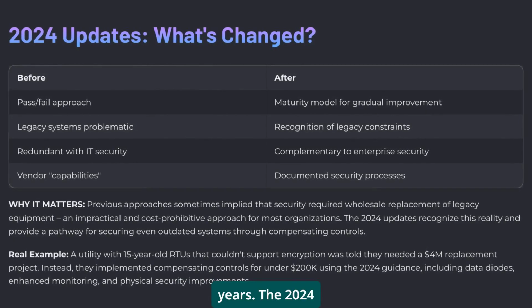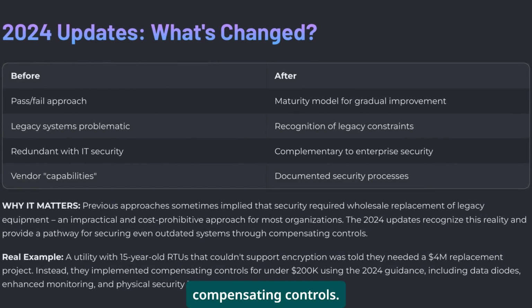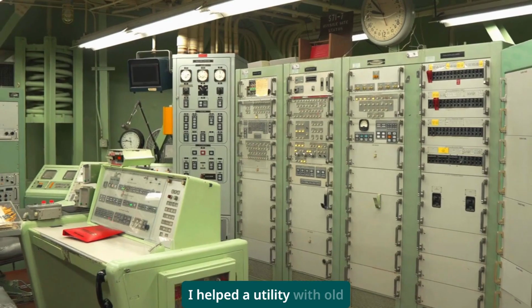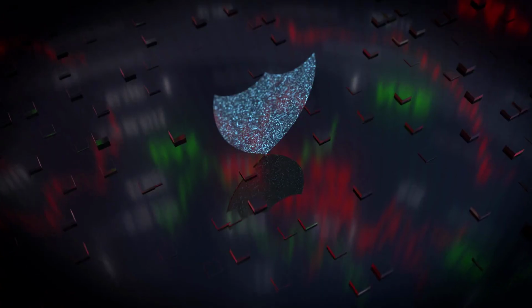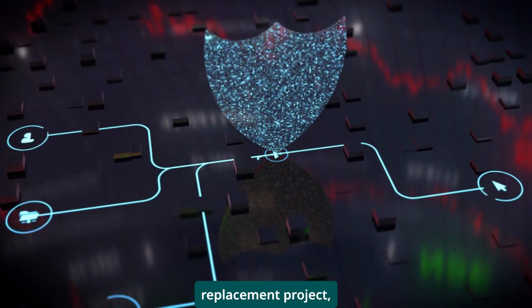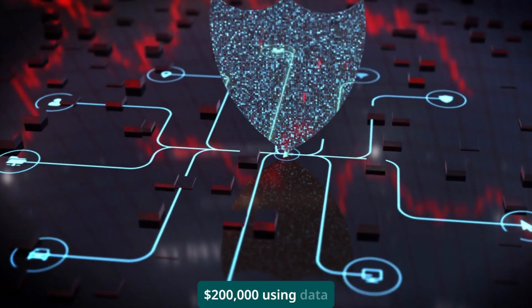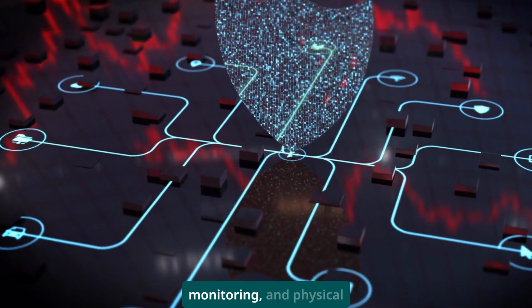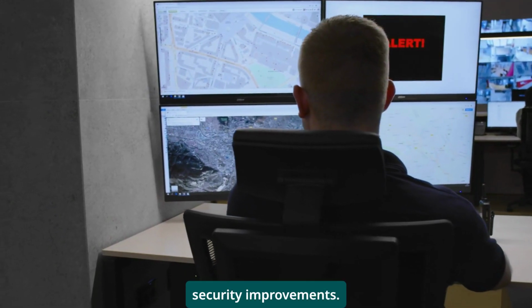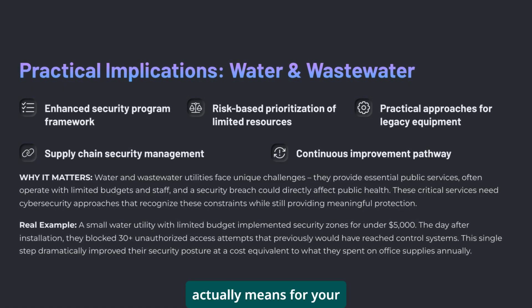The 2024 guidance provides a pathway for securing these through compensating controls. I helped a utility with old RTUs that couldn't support encryption. Instead of a $4 million replacement project, we implemented compensating controls for under $200,000 using data diodes, enhanced monitoring, and physical security improvements. Let's talk about what this actually means for your facility.